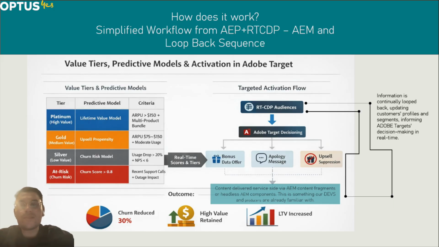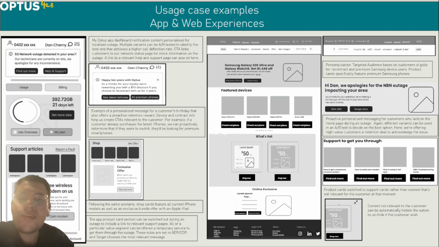I mean, this is just a very simplified workflow. There's much more to it. Information is continually looped back, updating customers' profiles and segments, informing Adobe Target's decision-making logic in real time. So here we have some usage case examples, app and web experiences that we can create.